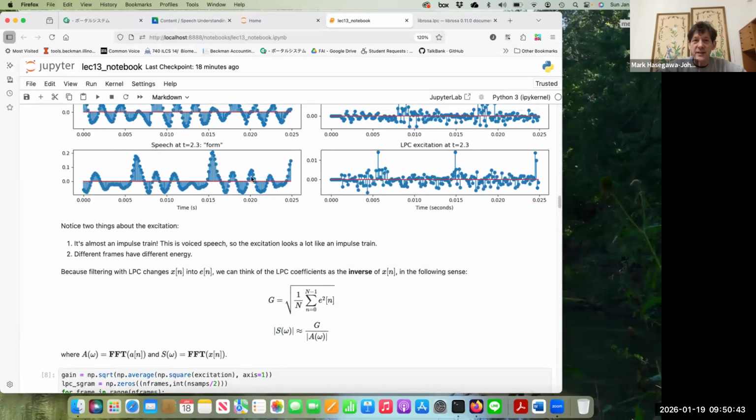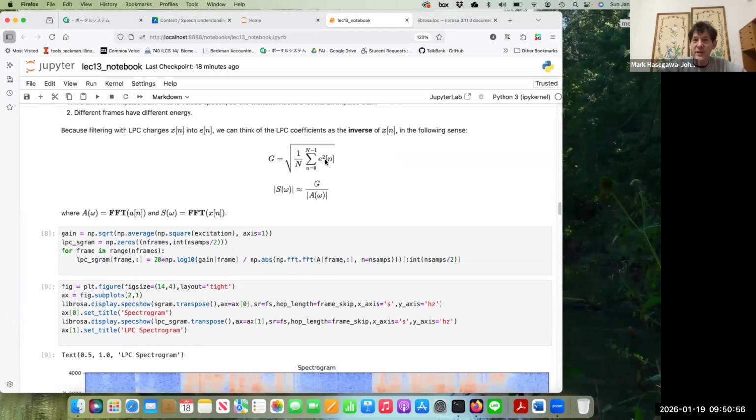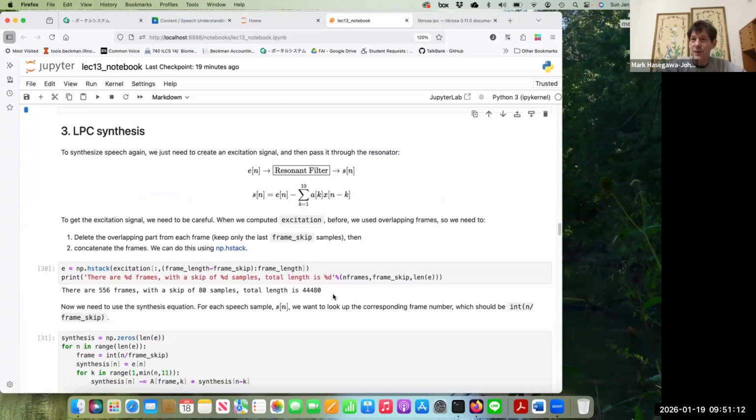So the pitch period, this information about who's speaking, that's in the excitation. And the information about which vowel it is, that's captured by the LPC. And we separate those two kinds of information. The pitch period is in E of n, and the information about what vowel it is in A of omega. So in that way, LPC is also a good method for speech recognition. We can use it for automatic speech recognition as well as for automatic speech synthesis.